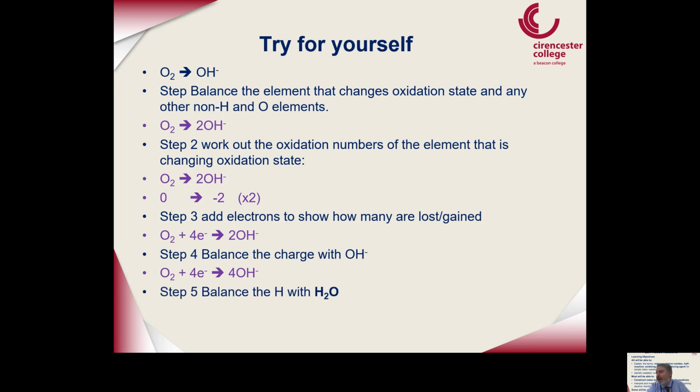Now balance up the hydrogen because we haven't got any hydrogen on the left hand side. We need to balance that up. We've got 4 hydrogens here, so we need to add 2 lots of water. There we go. So 2H2O plus O2 makes 4 electrons plus 4 OH minus.